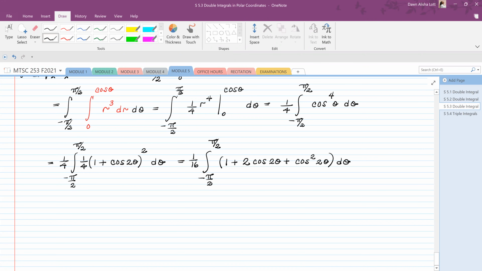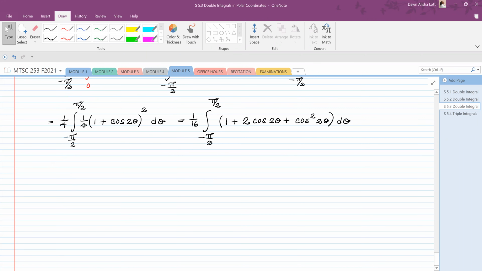Okay, well, we got to keep going, because that now becomes 1/16 the integral between minus pi over 2 and pi over 2 of 1 plus 2 cosine theta. And then I'm going to get a half plus 1/2 the cosine of 4 theta d theta.